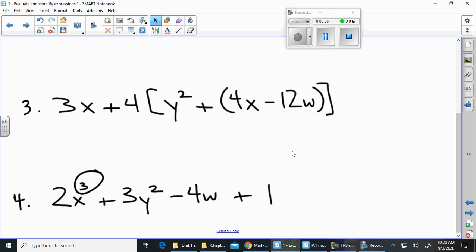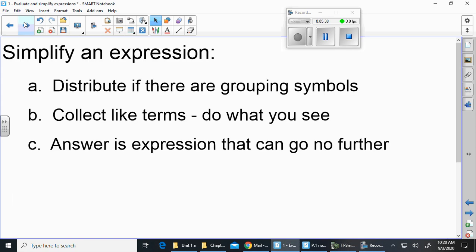So that's evaluating. Simplifying. With simplify, there are 3 things you want to think of. First thing you want to do is get rid of grouping symbols. You get rid of grouping symbols by distributing. Hopefully you know how to distribute. Multiply everything inside by the thing that is outside.